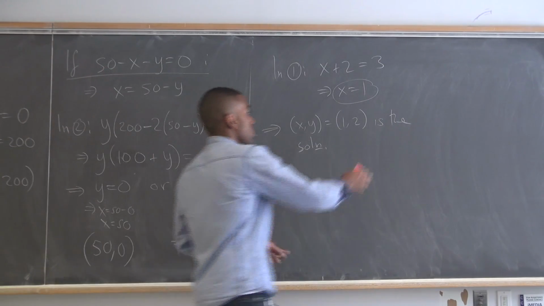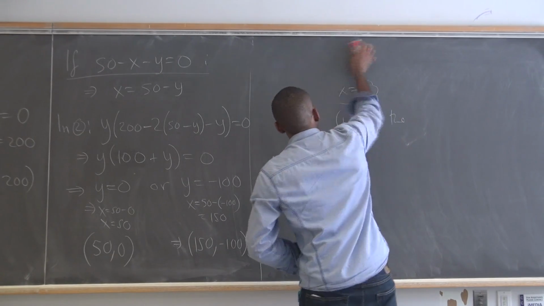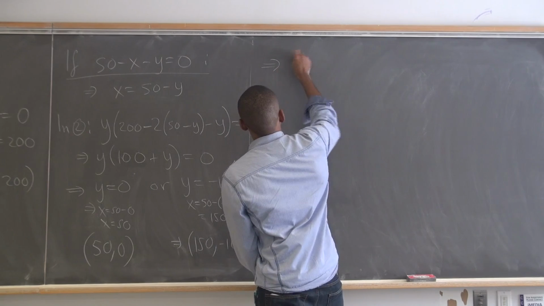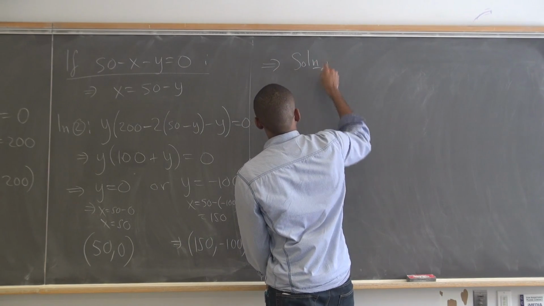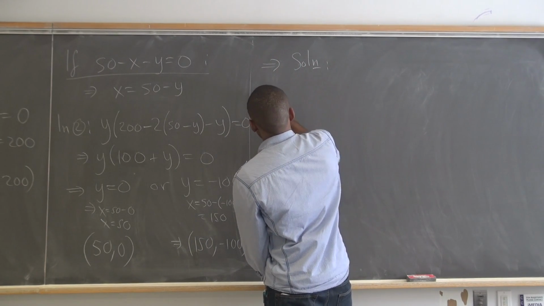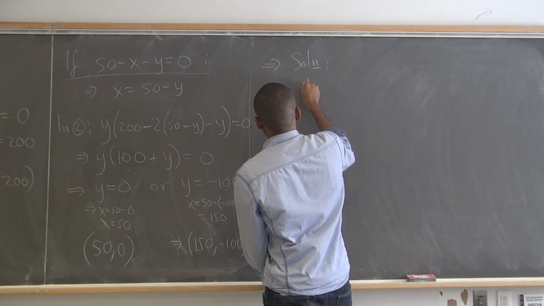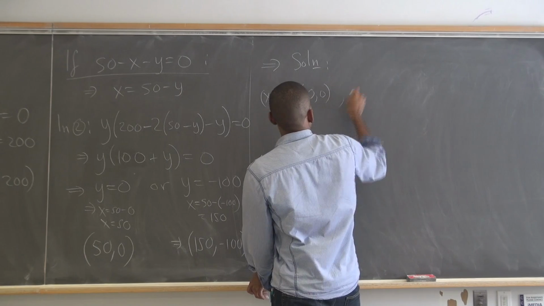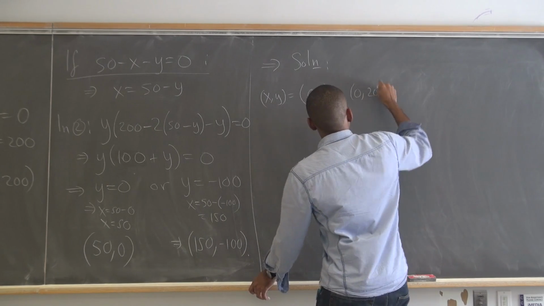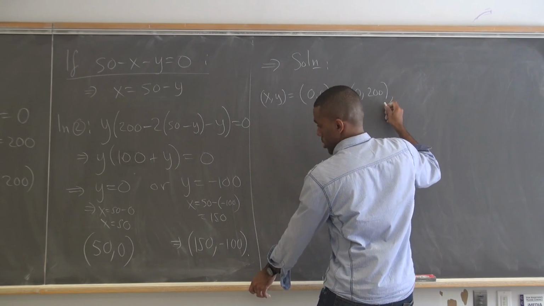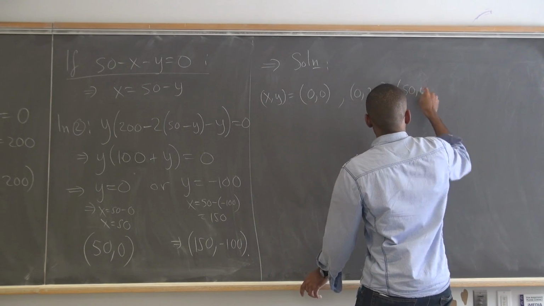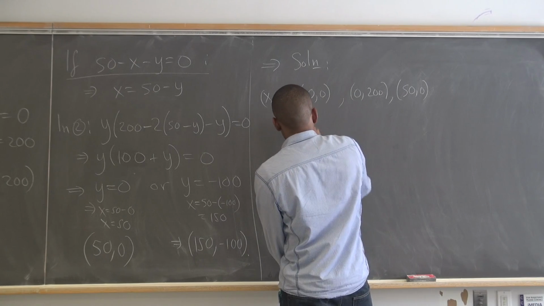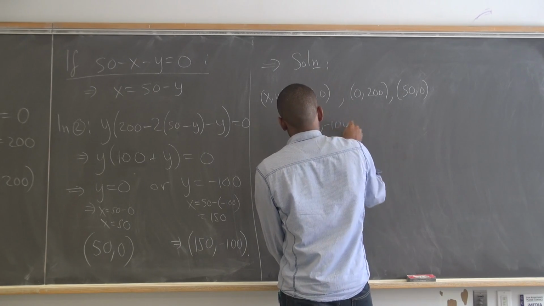So ultimately, for all the solutions to this system, we actually have 4 possibilities. xy is equal to the origin, or 0 comma 200, or 50 comma 0, or 150 comma minus 100.